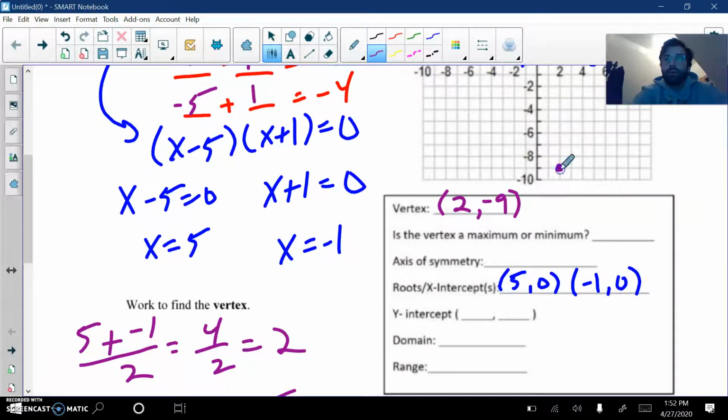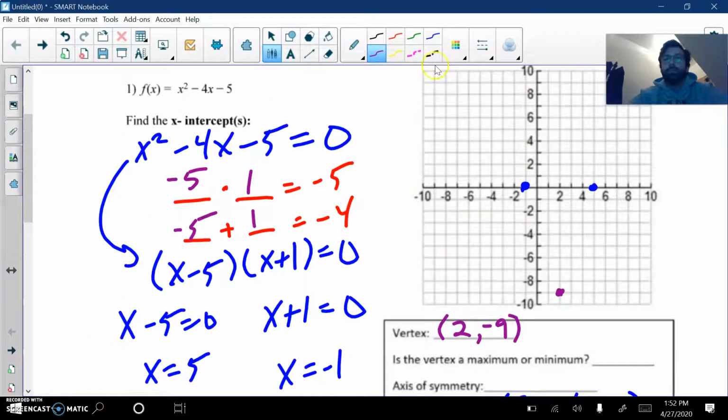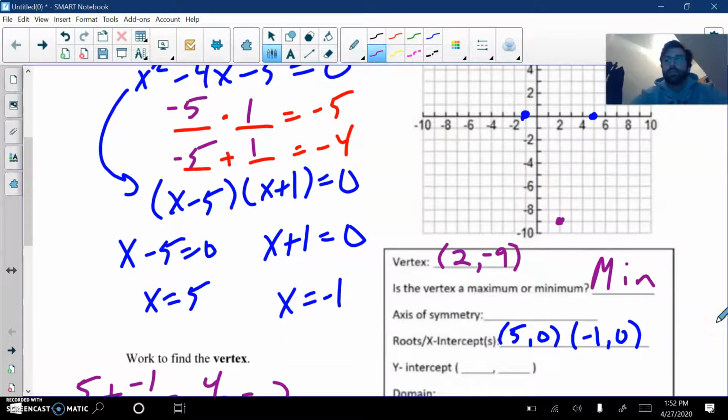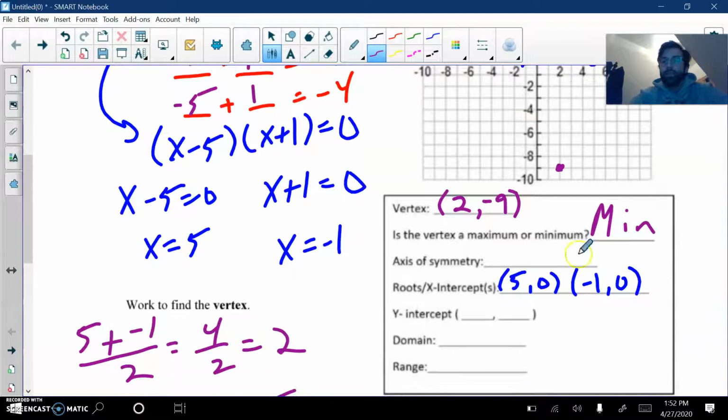Let's make a point. Is this a minimum or a maximum? Well, I noticed that my a value, my squared term, is positive. Since it is positive, that makes this a minimum. The axis of symmetry is always the x value of my vertex. So here it's x equals 2.